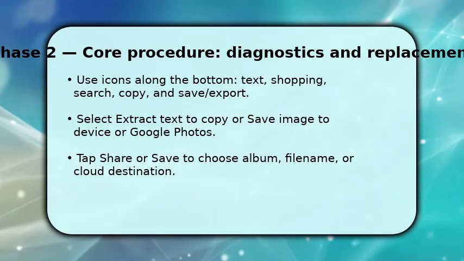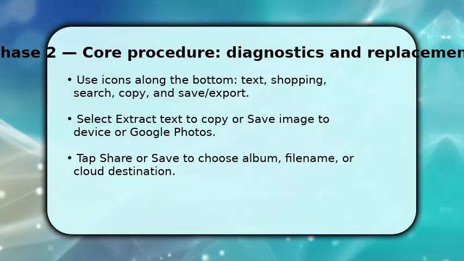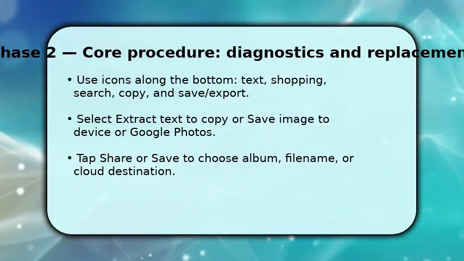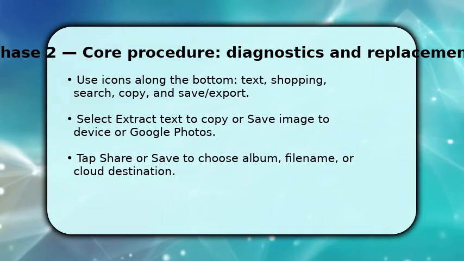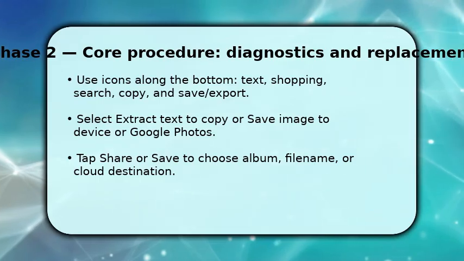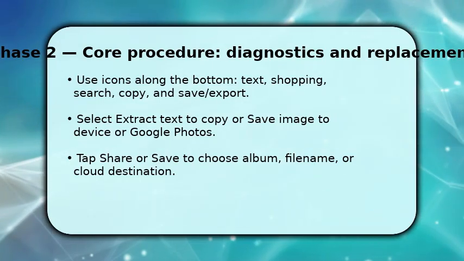Extract text, identify an object, or just save the image. If you need editable text, tap Extract Text, then select All and copy. After that, create a document or paste into a note and save.